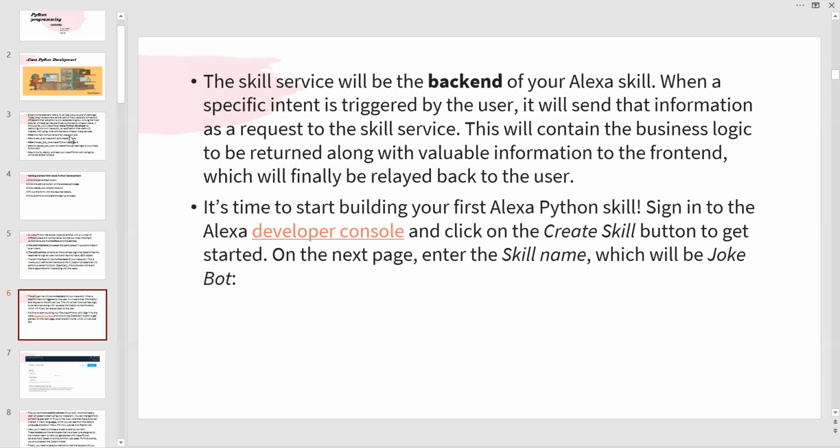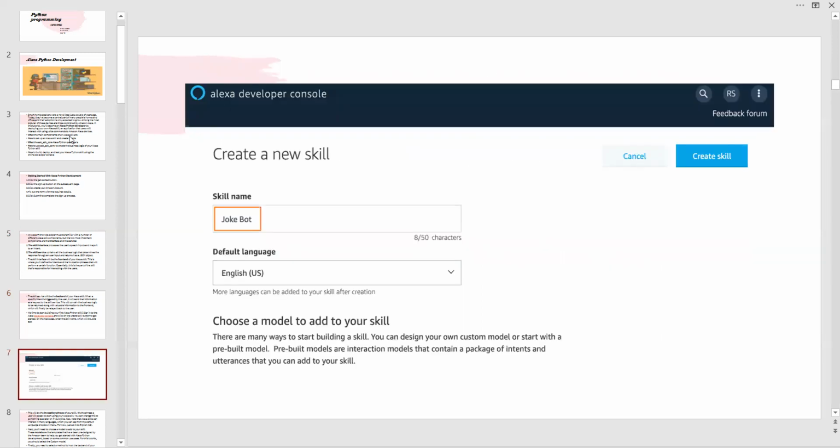It's time to start building your first Alexa Python skill. Sign into the Alexa Developer Console and click on the Create Skill button to get started. On the next page, enter the skill name, which will be JokeBot. Like this, we can create a new skill. Skill name JokeBot, default language as English. Create the skill.